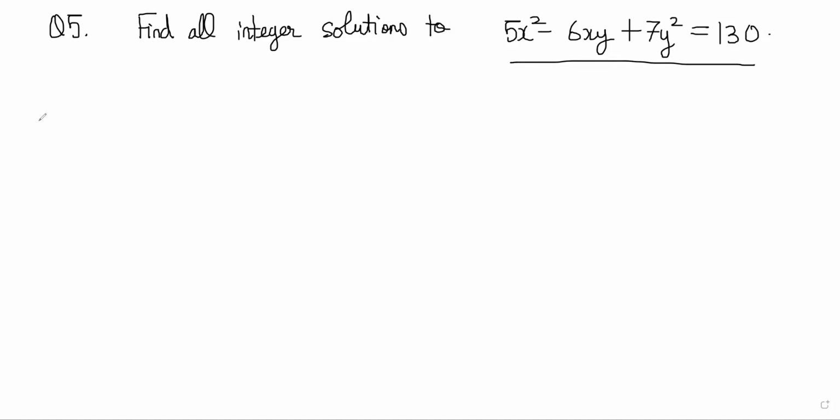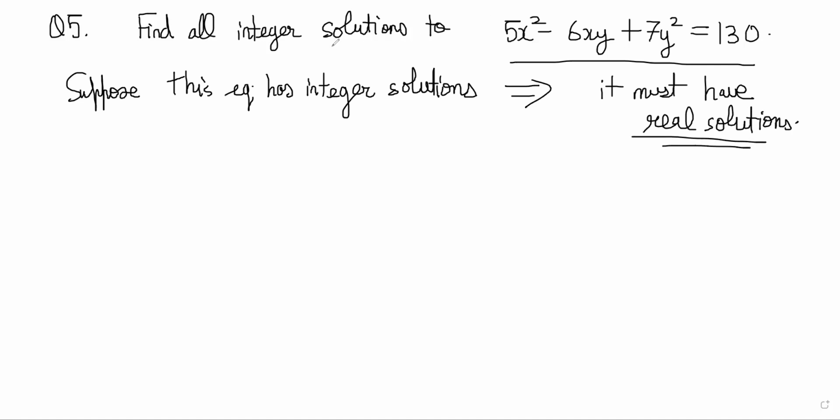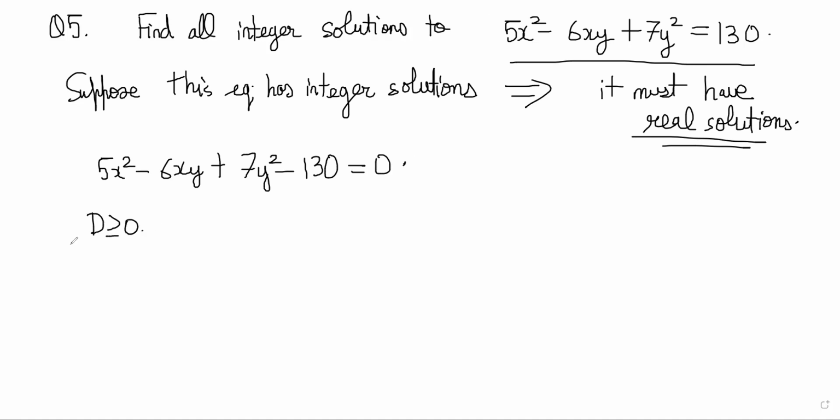So suppose this equation has integer solutions. So the idea here is if it has integer solutions, that implies that it must have real number solutions, obviously. Real solutions, right? And if it has real solutions, I can think of writing this quadratic as a quadratic in x and taking a condition on its discriminant, right? So if you think about it, it is a quadratic in x like this. And since it has real solutions, we can say discriminant is greater than or equal to 0.